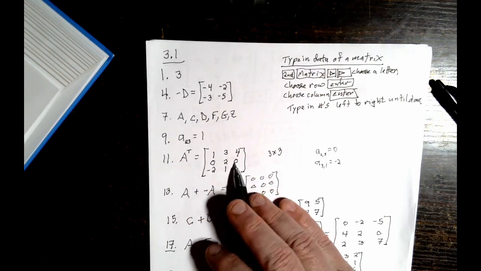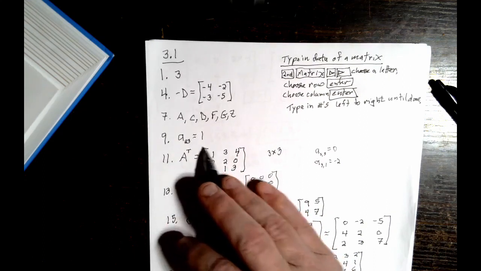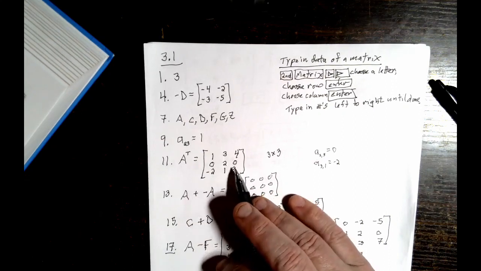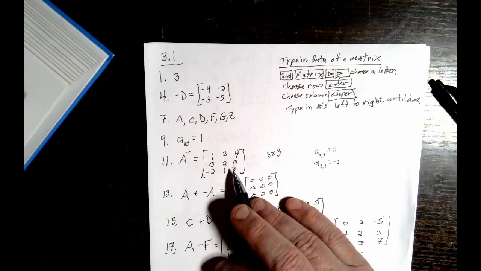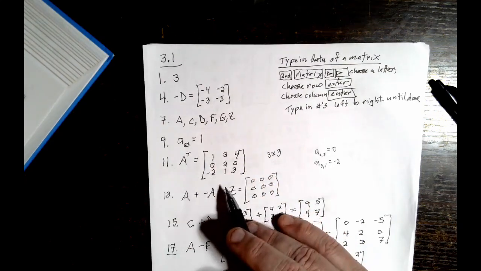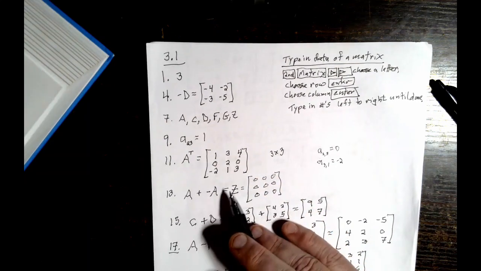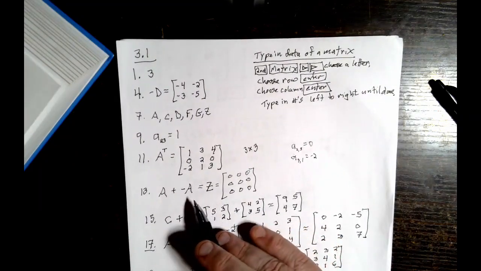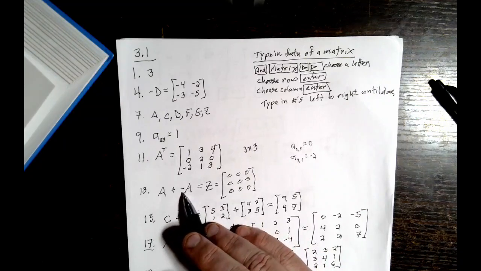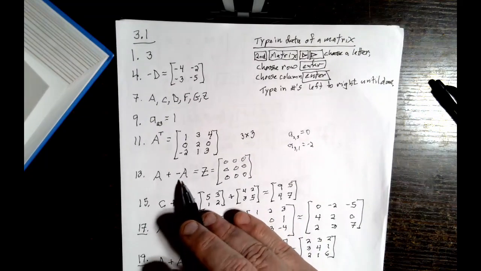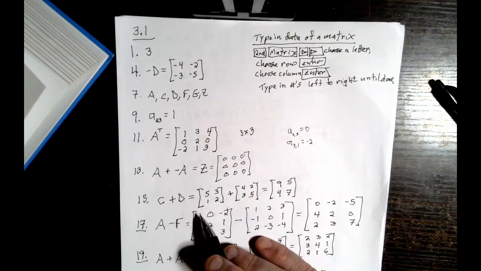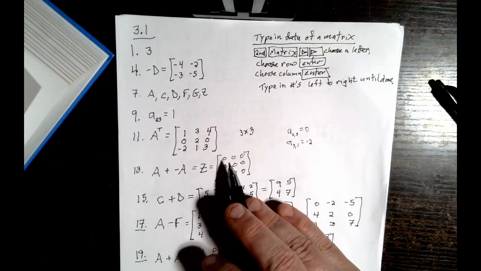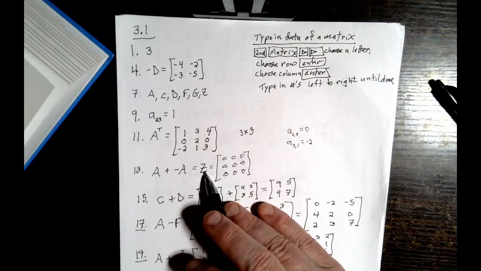Number 9 says, what's the element a 2 3? Well, second row, third column, that's 0. Actually, what are they saying? That's A transpose, sorry. For A, row 2, column 3 is a 1. You'll see it when you look in the book. 11, write the transpose. We already talked about that. 13 says, what's the sum of matrix A and its negative? The negative of a matrix is just putting a negative in front, and you change every sign of the numbers in the matrix. So when you add a number plus its negative, you're going to get 0 every time, which is the zero matrix, or Z.